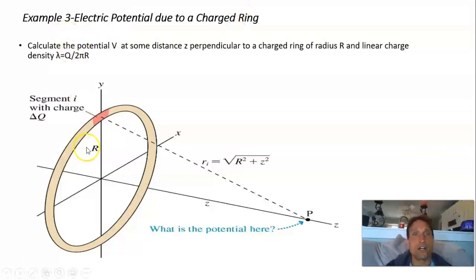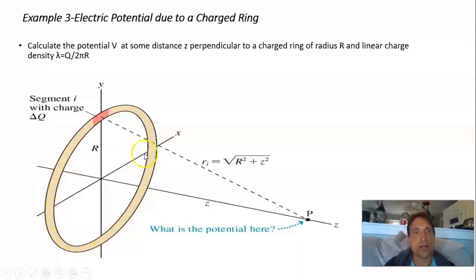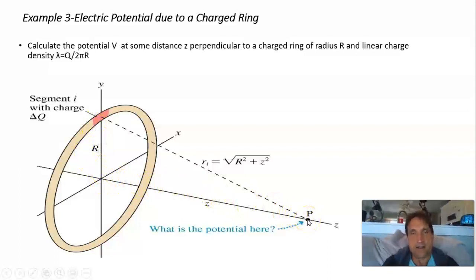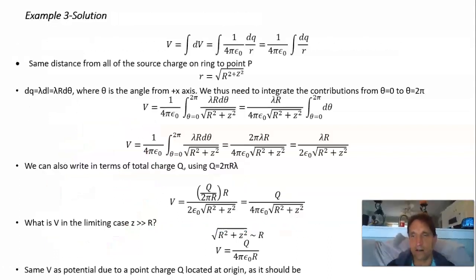So suppose you have a charged ring, and the ring has a radius r, and suppose it's thin enough that we can treat this as a one-dimensional strip of length 2 pi r, which has been formed into a circle. So we're dealing with a one-dimensional charge density lambda. Let's calculate the potential V, or the voltage, at some distance z from the center of the ring and perpendicular to it, at this point P. We're going to have to do an integral here.